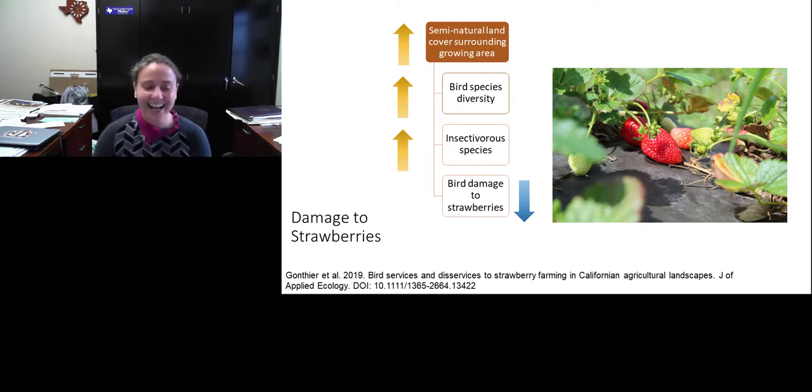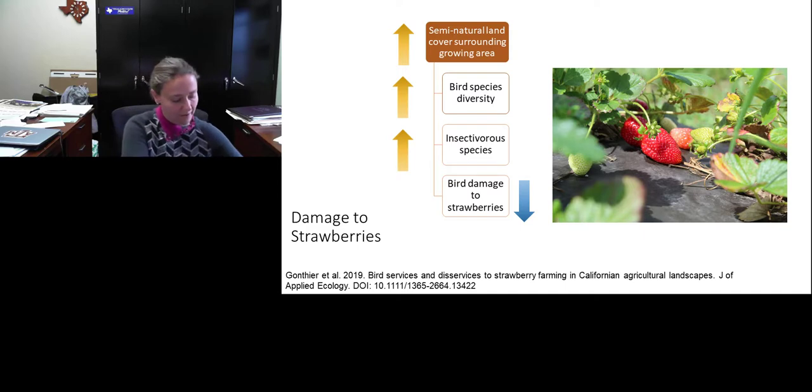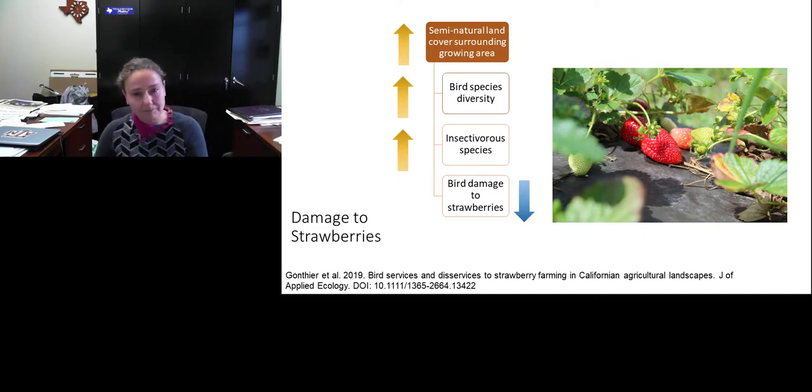Okay. So this study was where David Gonthier looked at habitat around strawberry growing operations in California landscapes. And I think they looked at about 20 different farms. First they did some exclusion studies that were pretty interesting, where they used nets to exclude birds from the areas.